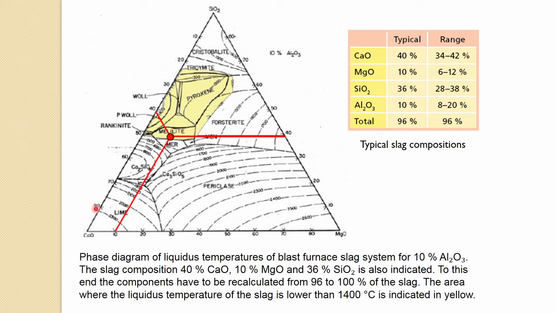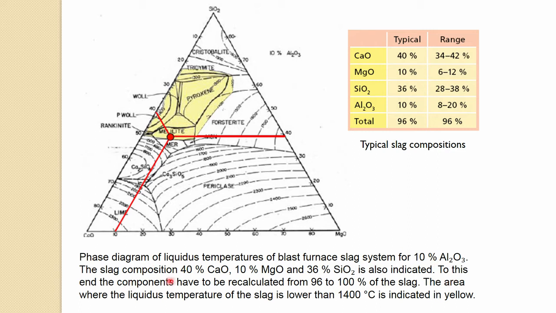So, that 80 is showing the 80% CaO. If we take a point here, 80% CaO, 10% MgO, and about 10% SiO2. So, this is the phase diagram of liquidus temperature of the blast furnace slag system for 10% Al2O3. The slag composition here we are assuming is 40% calcium oxide, 10% magnesium oxide, and 36% SiO2, which is also indicated in this.